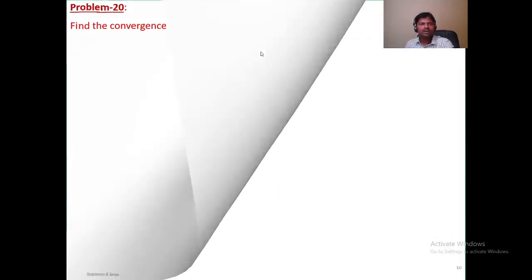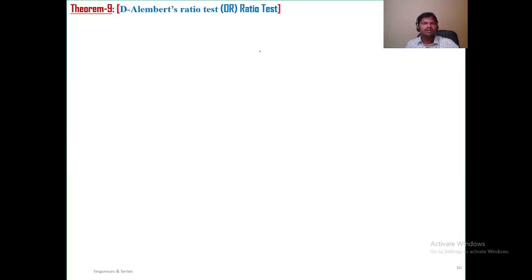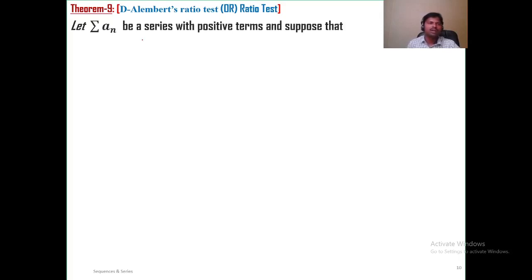Next one, theorem number 9, D'Alembert's ratio test, or simply the ratio test. Here what is the requirement? Let an be a series with positive terms. Positive terms means here an is more than 0. Non-negative means more than or equal to 0. Here positive terms means an is more than 0, compulsory. Then only we can apply this ratio test or D'Alembert ratio test.